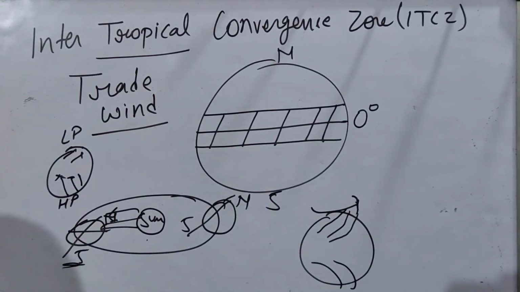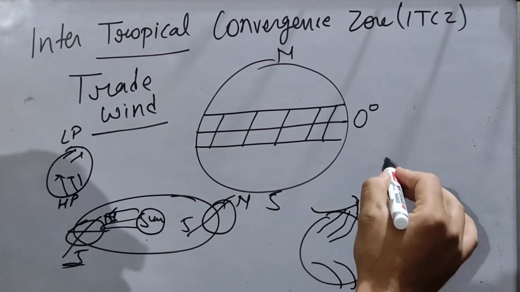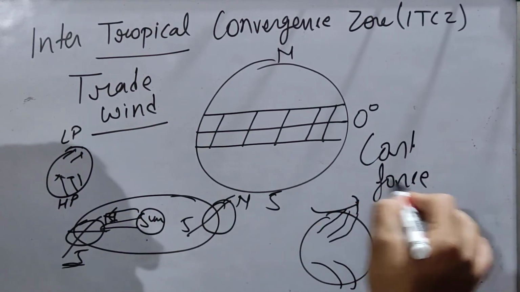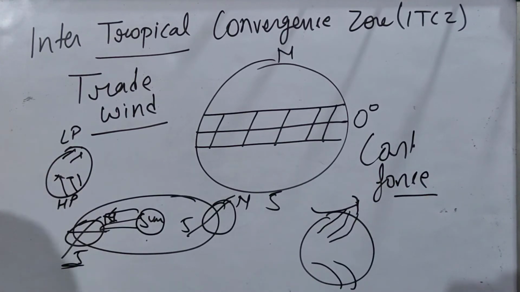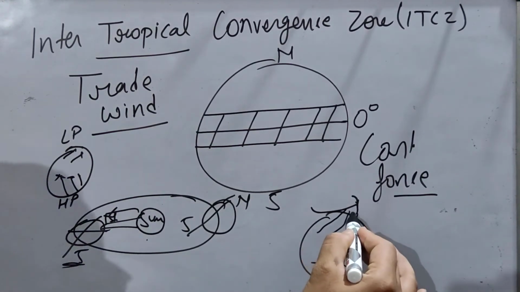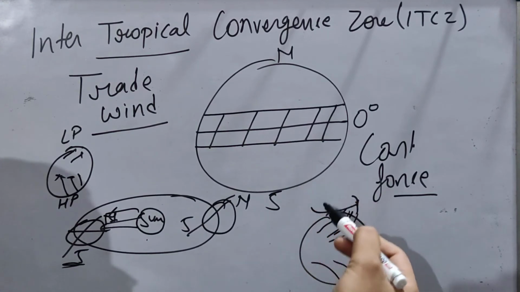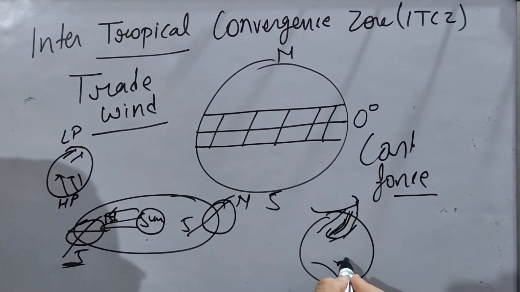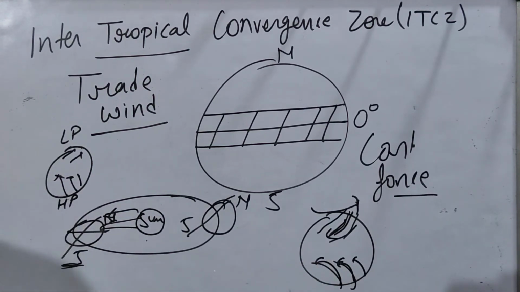And here we have to remember one more thing, that is Coriolis force. Because of the Coriolis force, the trade wind direction gets continuously changed, and because of the movement of the Earth, its direction is here. When it emerges from the North Pole, its direction will be from the northeast. When it emerges from the South Pole, its direction will be in the northwest direction.